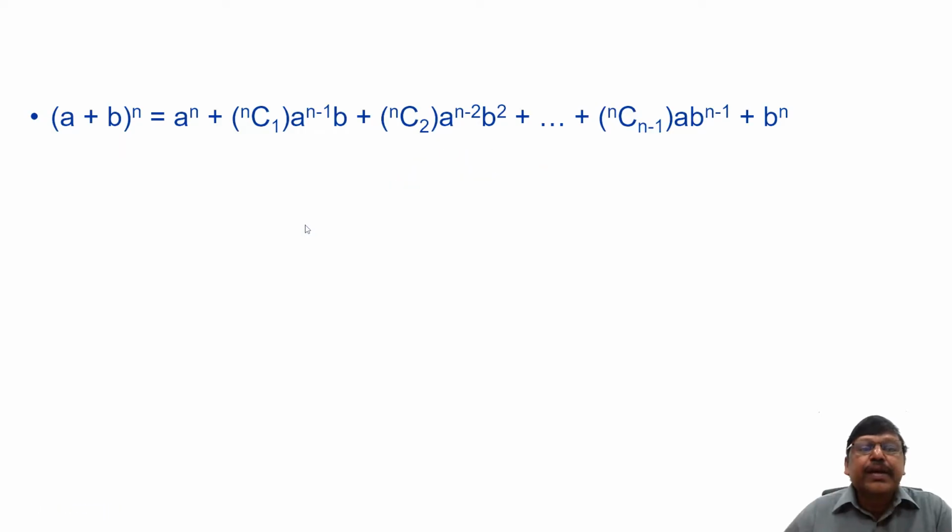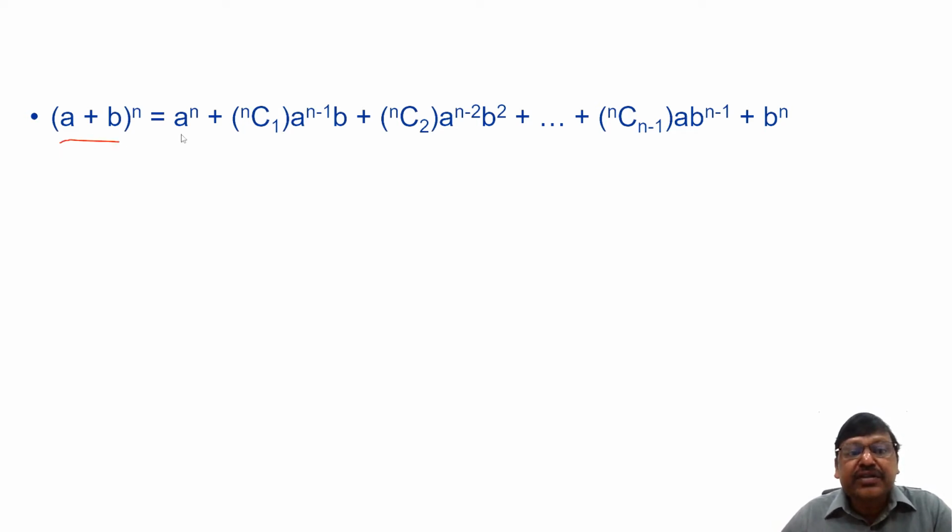The next one is the binomial expansion method. How do we use the binomial expansion theorem to answer these complex questions of remainders? First of all, what is binomial expansion? (a + b) whole power n can be expanded.